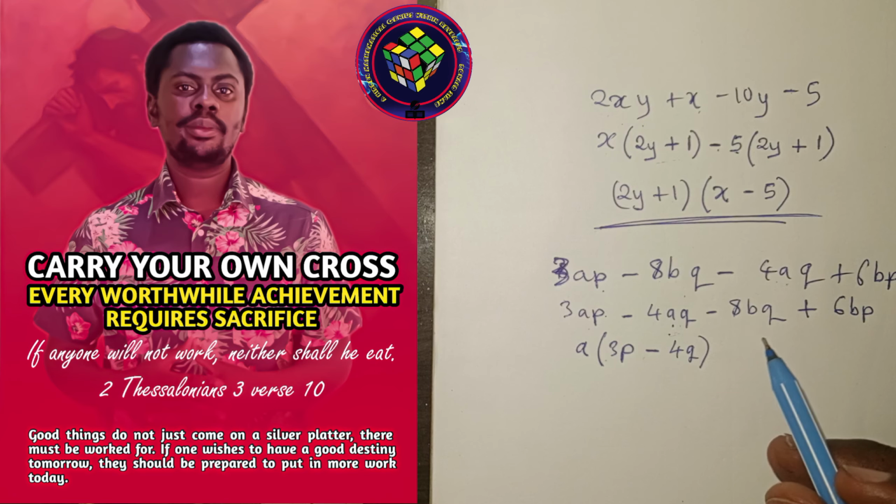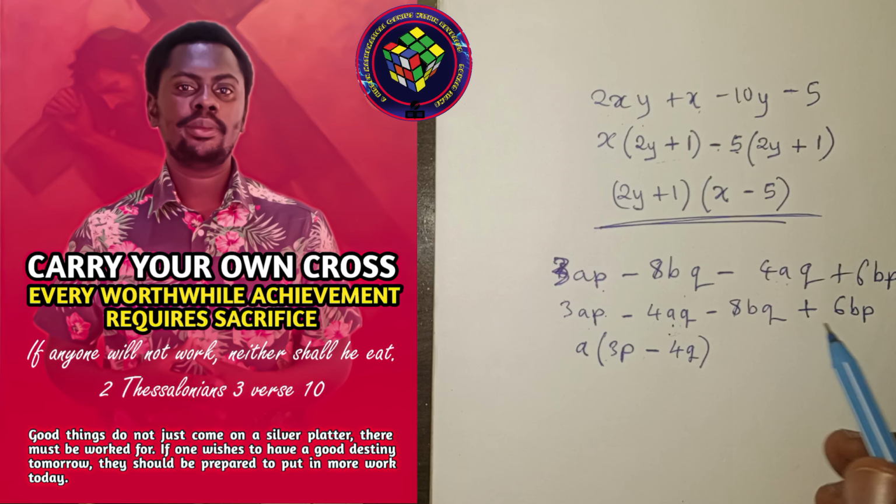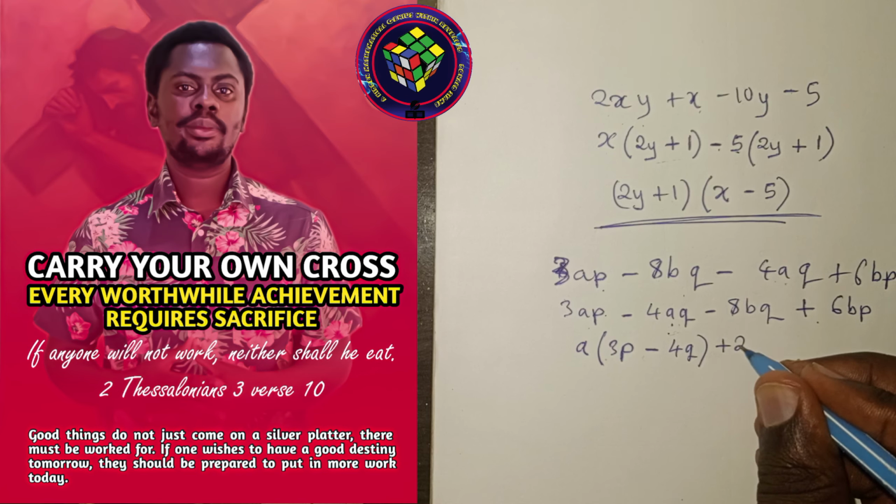Then this side we have minus 8BQ plus 6BQ. So here we can say that just if you start with the numbers, there is 8 there and there is also 6. So what is the highest common factor for 8 and 6? Yes, 2. Okay, so in this case it will be positive 2, so we say plus 2.